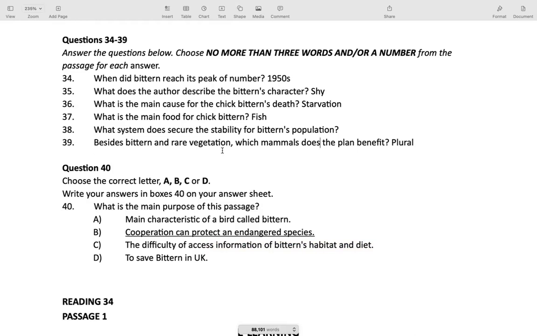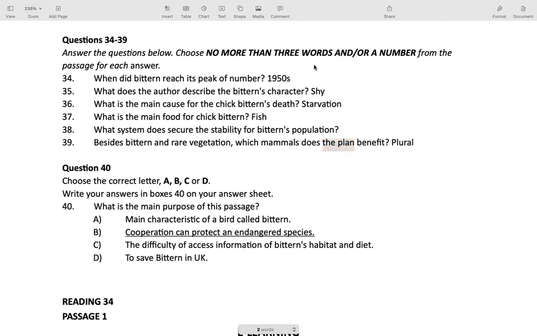Besides bittern and rare vegetation. Which mammals does the plan benefit? This does is for the plan. So it makes sense for me. Grammatically, it should be correct, in my opinion. This does is not for mammals. This does is for the plan. Sir, is plan singular? Plan is singular, right? Oh, you're talking about plan. Okay, I thought it was saying plant. It's not plant, it's plan. Okay, so does the plan benefit?